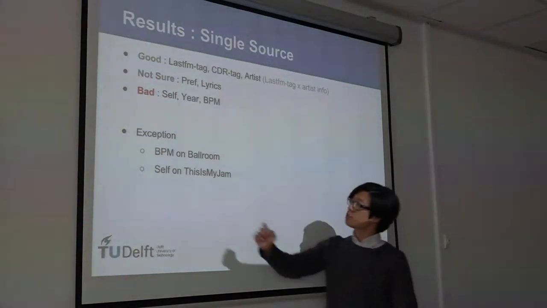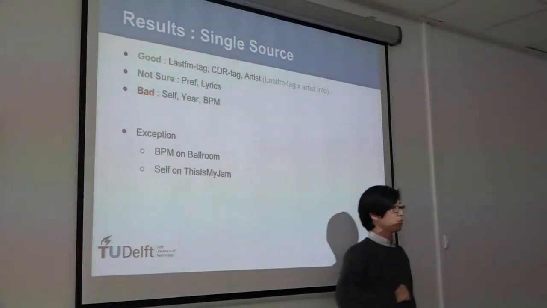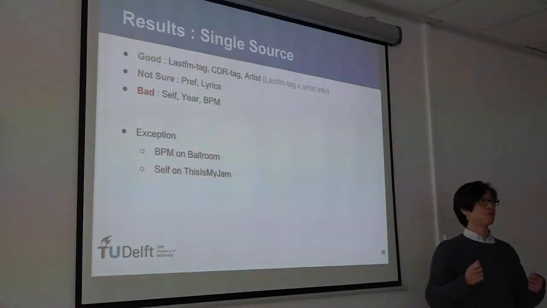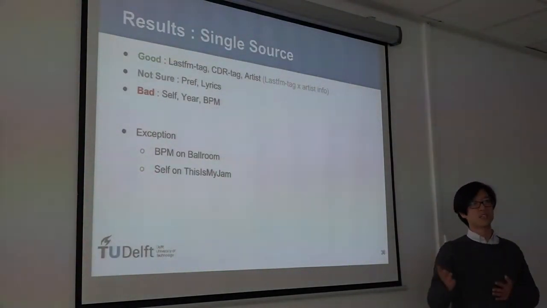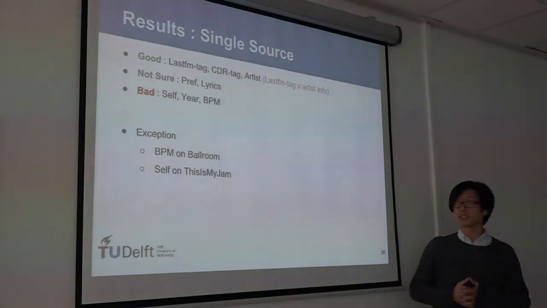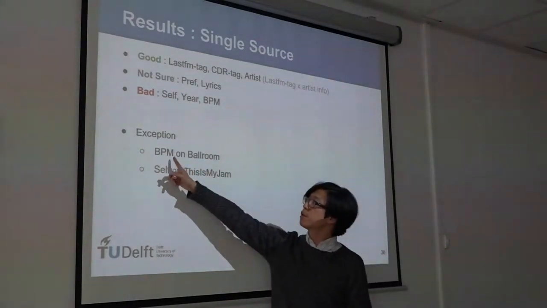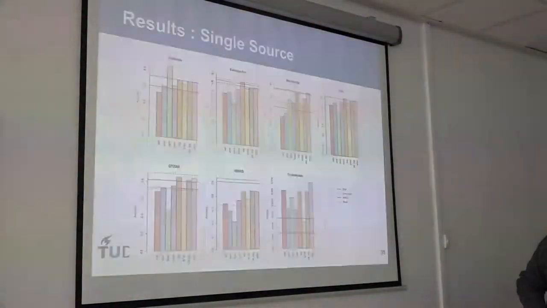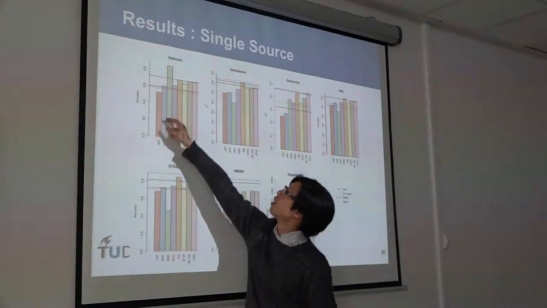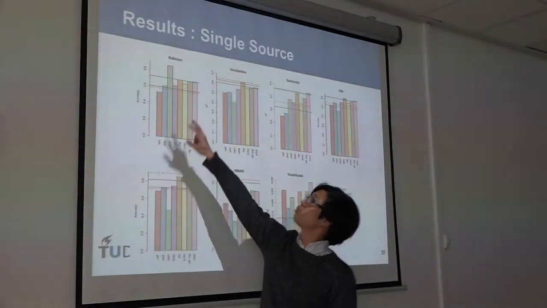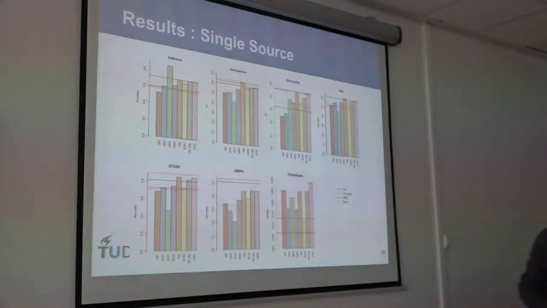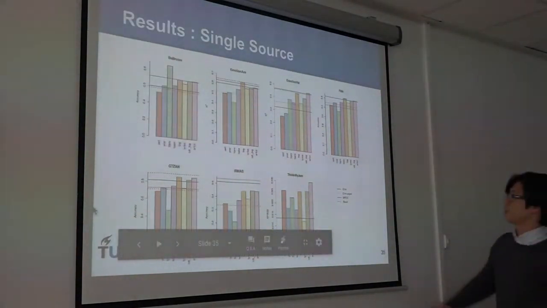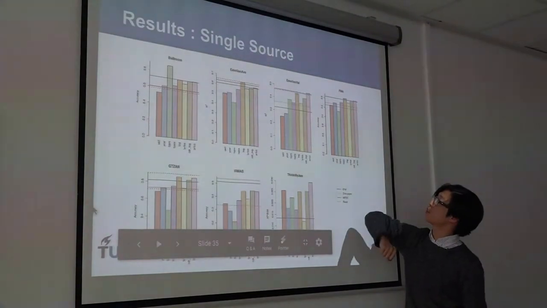But there are exceptions. There is the Ballroom data set, which is music genre classification again, but this is a special classification of ballroom dance genres, for example, salsa, waltz, etc. So the representation using BPM information worked quite well for this specific data set, substantially better, even much better than state of the art. But in other cases, it was not significantly good.